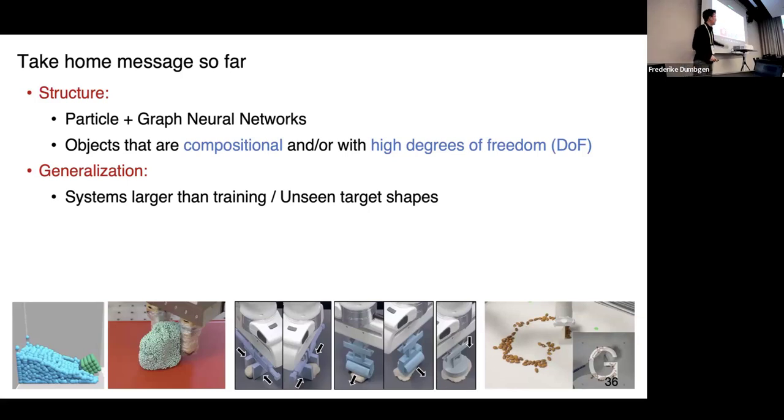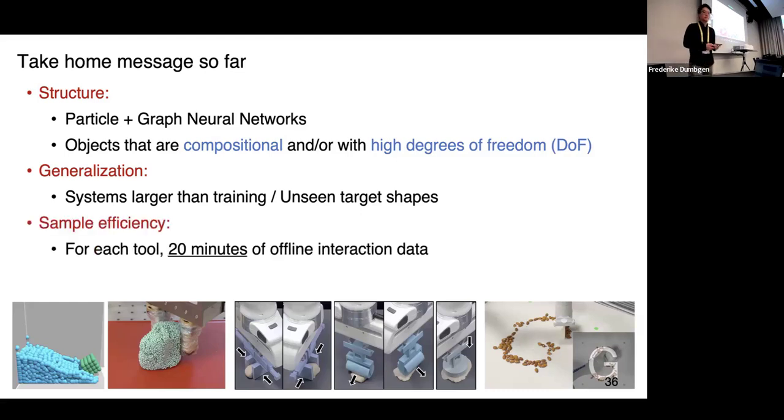For example, in the letter rearrangement tasks, the training data never have this type of A, B, C, D, F, G. It's actually very hard to collect that type of data. The data are actually just randomly pushing the piles around. You can still generalize to those complicated target shapes that are unseen during training.